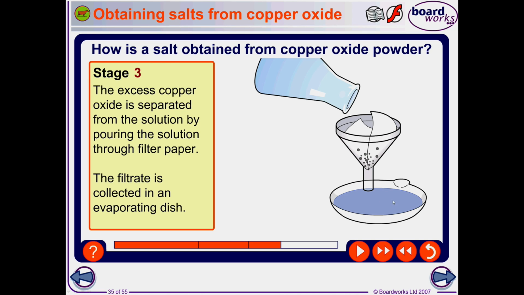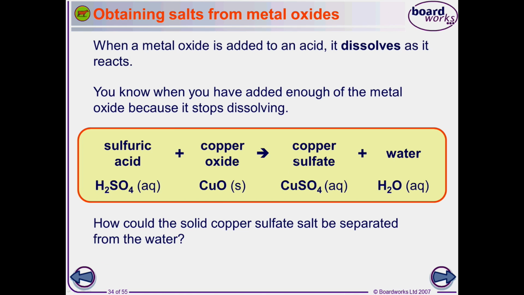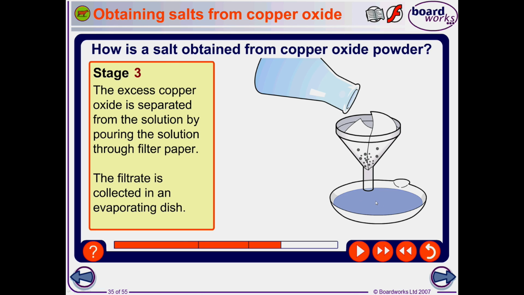So inside the bottom of this evaporating basin, I've got copper sulfate and water. Now just going back to the previous slide, we've got copper sulfate and water being produced by this reaction. And at the bottom of my evaporating basin, that's what I've actually got. In the filter paper are just unreacted pieces of copper oxide that I don't want, and they've been filtered out.